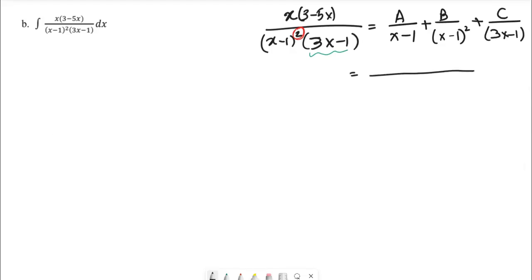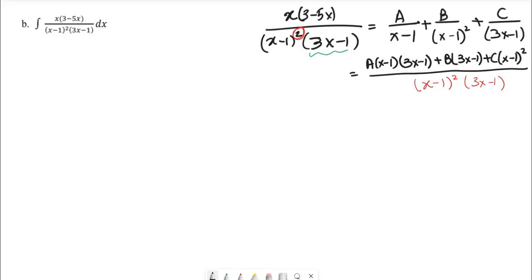Let's make it a common denominator. The common denominator usually is the same as what we started from. So (x - 1) whole squared, (3x - 1). To make the common denominator, A would have to be multiplied with (x - 1) times (3x - 1). B would have to be multiplied with (3x - 1). Plus C would have to multiply with (x - 1) whole squared.